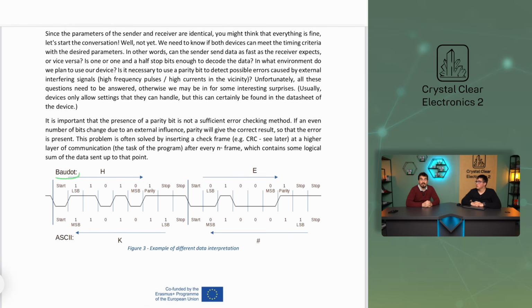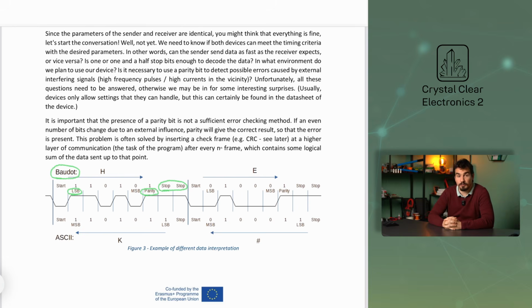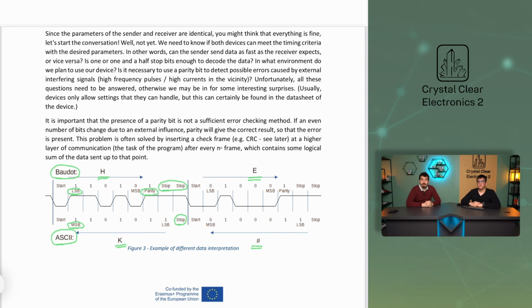The upper interpretation assumes a 5-bit Baudot code payload with an even parity bit and 2 stop bits, sending the lowest local value bit first. The lower one is a 7-bit ASCII encoding without parity bit with 1 stop bit, assuming the highest local value bit is sent first. It can be seen that one decoding results in H and E characters, while the other results in K and hashtag symbols. So, it is very important to standardize the bit order between the two communicating devices in addition to the frame parameters. Without this, we can run into problems like this and similar problems during communication.